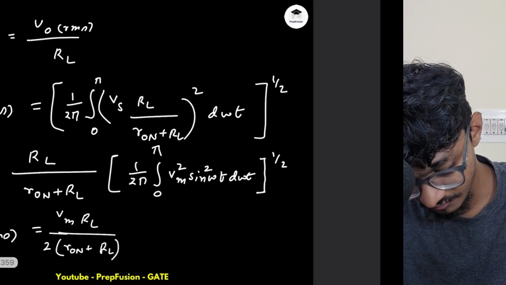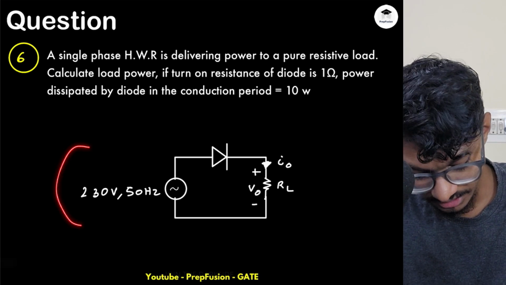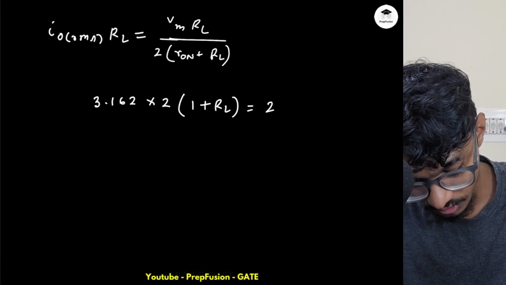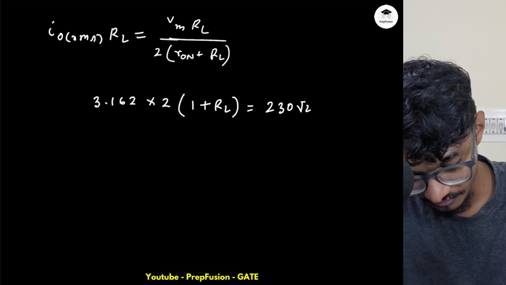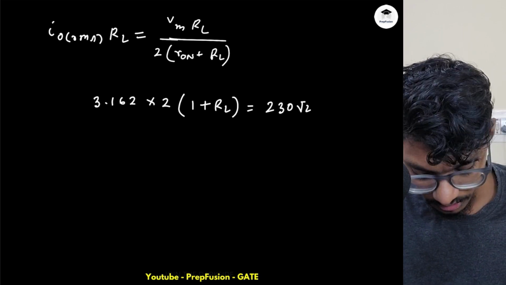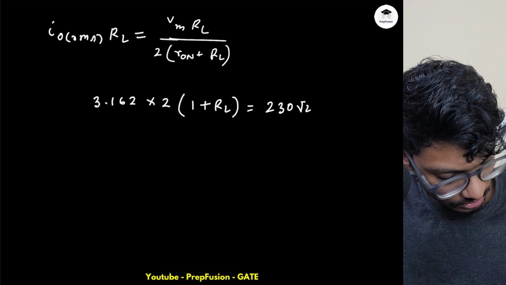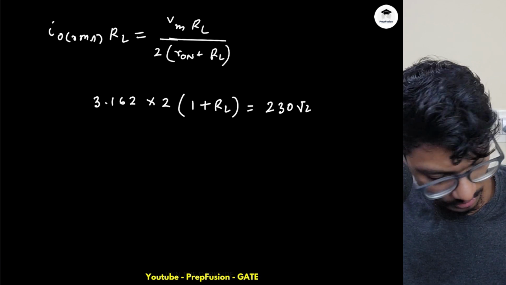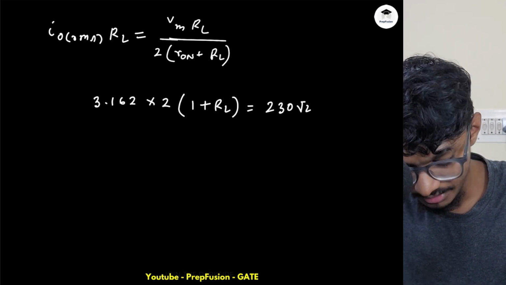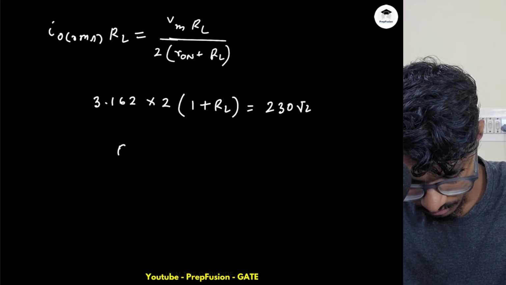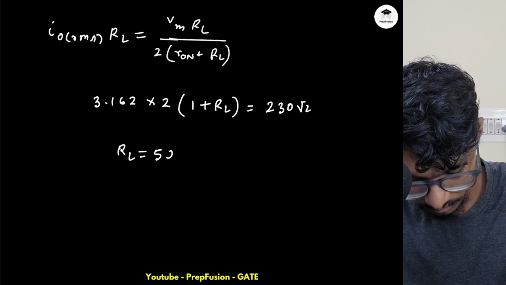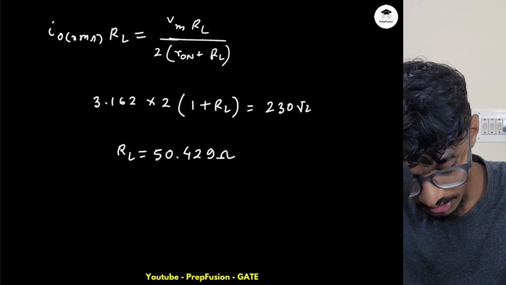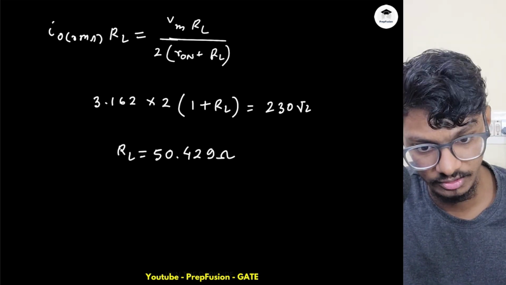2 into 1 plus RL, and Vm is what? They have given us the supply as 230. The maximum will be 230 root 2, that is 325. So I will just compute the value of RL real quick: 2 into 230 into root 2, subtracted by 1. So RL will be 50.429 ohms. This is a very good question, because finding the value of RL was the trick of this question.